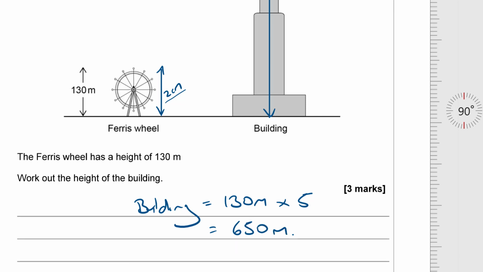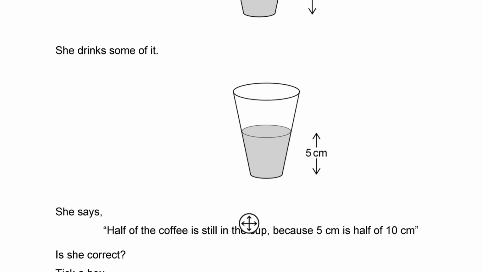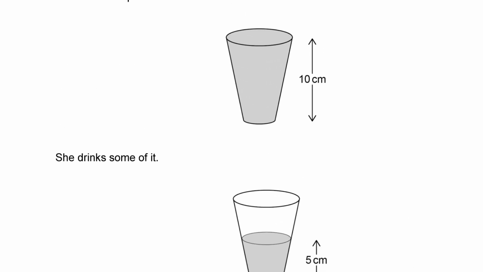650 meters. Question 11. Joe has a full cup of coffee. She drinks some of it and she says half of the coffee is still in the cup because 5 centimeters is half of 10 centimeters. Is she correct? Now, I am definitely what you would consider to be a cup half full kind of guy, a bit of an optimist.